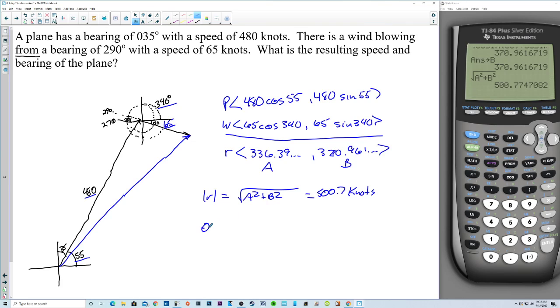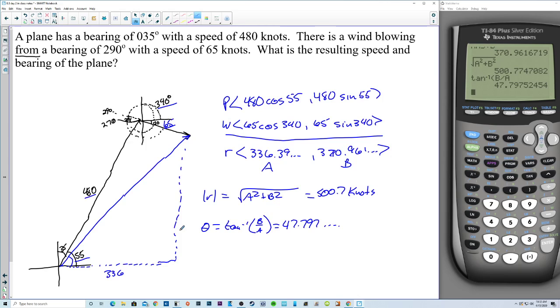And then the angle is the inverse tangent of B over A. And of course, we're going to get a unit circle measurement for this. Inverse tangent of B divided by A. And that's 47.797. Keep on going. But that is this angle right there. Now we found the X component, that's the 336. And we found the Y component, which was the 370.